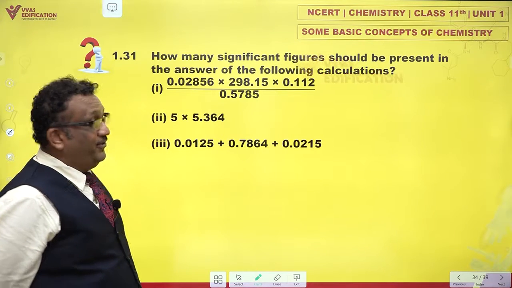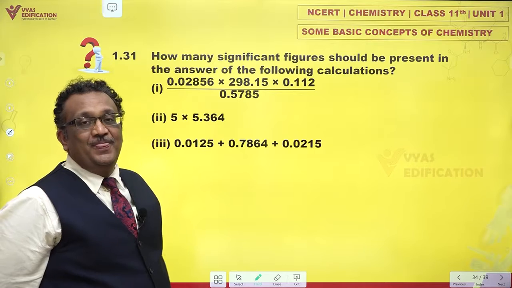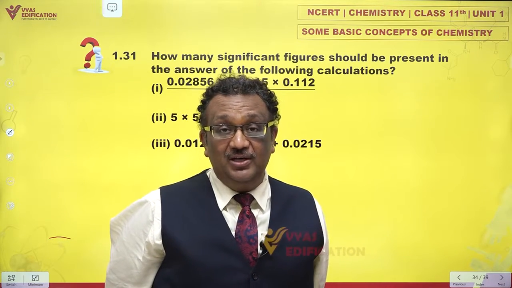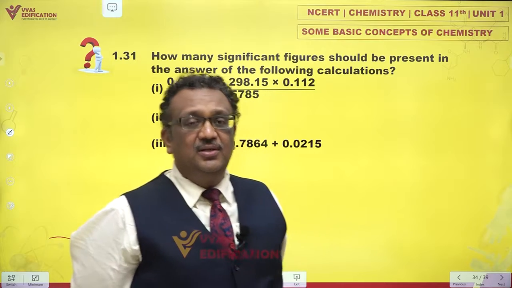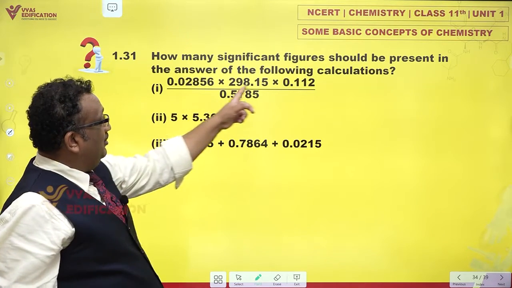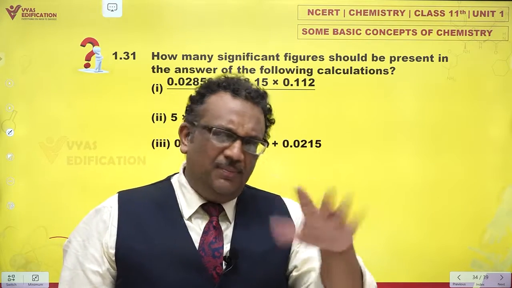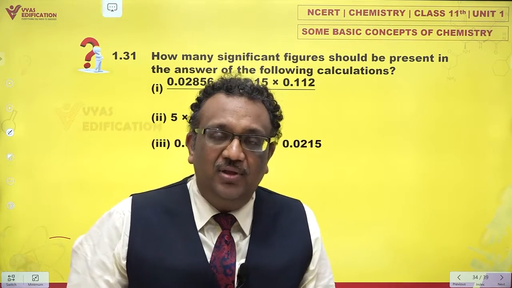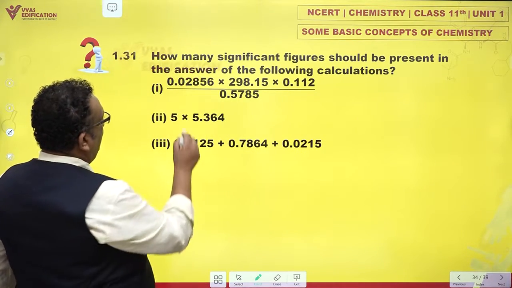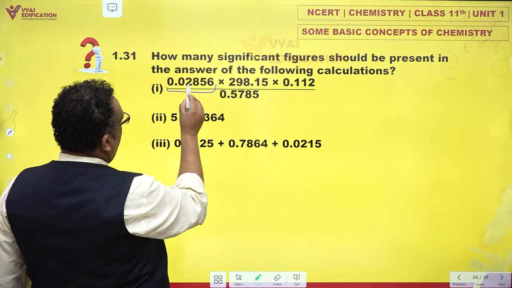How many significant figures should be present in the answer to the following calculations? Now please remember, dears, when you talk about significant figures and mathematical operations, the rules are simple but very clear. If you are multiplying or dividing, fine. You multiply and divide happily without considering anything. You might get a long number, whatever. But first check, how many significant figures are present with the first number?